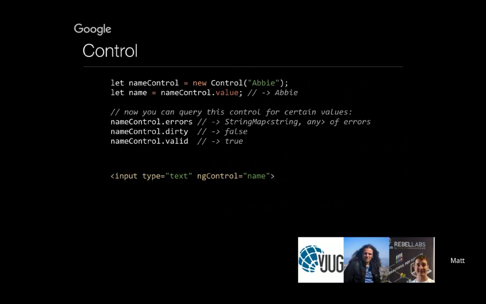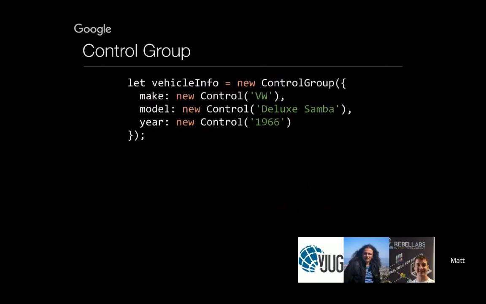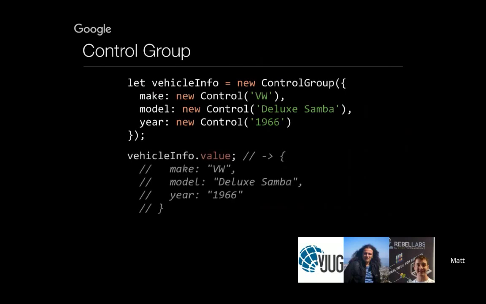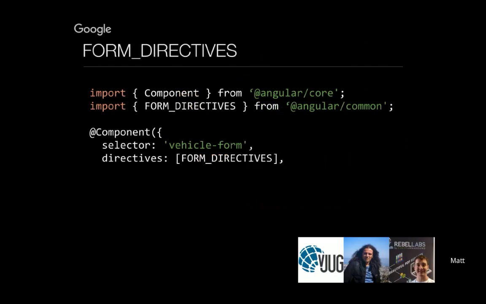And then once you do that, if you define it in your component, you'll use the ng control to bind that to it. And then you can also do a control group. So they have a common ancestor, control and control group, abstract control. That means you can check the status or value of the vehicle info just like we could otherwise. So you can see here that you can get errors for each element as well.